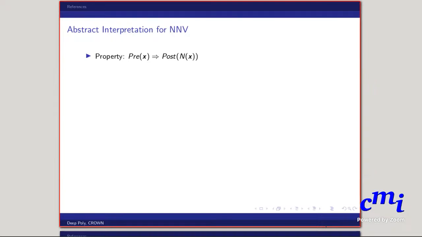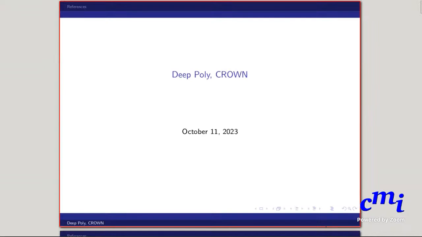For your information, I did briefly cover Galois connections, and quickly went through the relevance of it in terms of what abstract interpretation computes. Yes, you told me that. By the way, I had one question. You have Deep Poly, comma, CROWN. Can you say something about what CROWN is about?